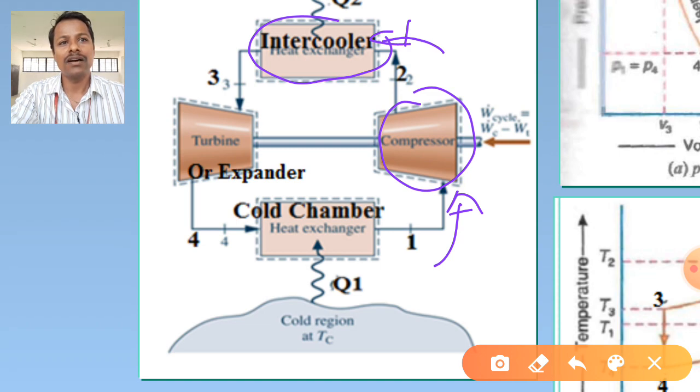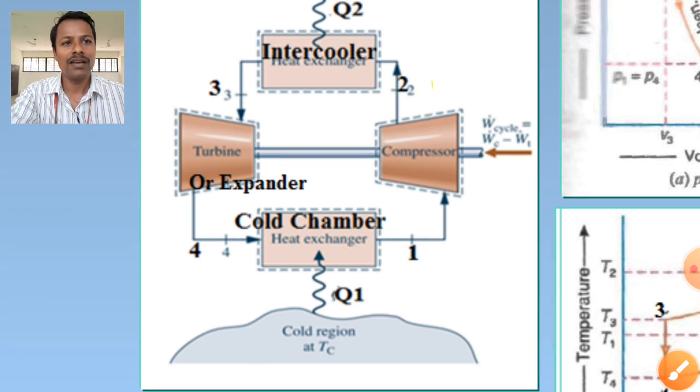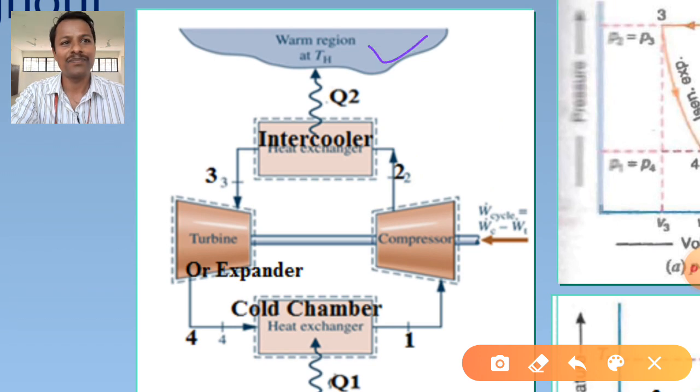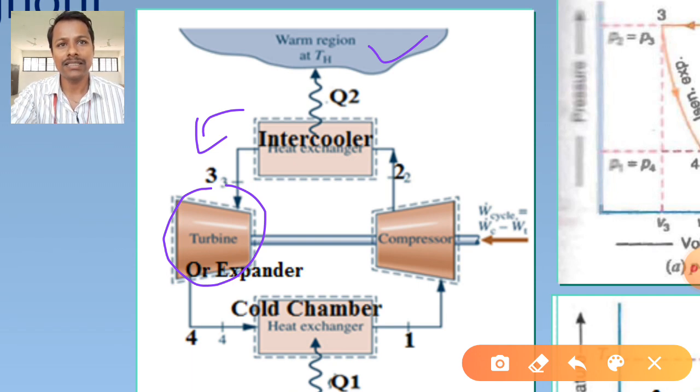After that, the air rejects Q2 amount of heat energy into the surroundings, that is the warm region, and then gets cooled. It comes out at state 3, then enters the next device called the turbine or expander. The air or gas, the refrigerant working inside the Bell-Coleman cycle, undergoes expansion in the expander or turbine. After expansion, the working fluid comes out at state 4.